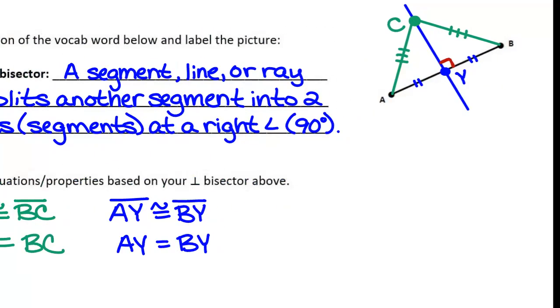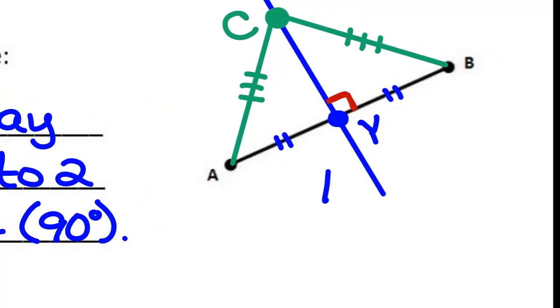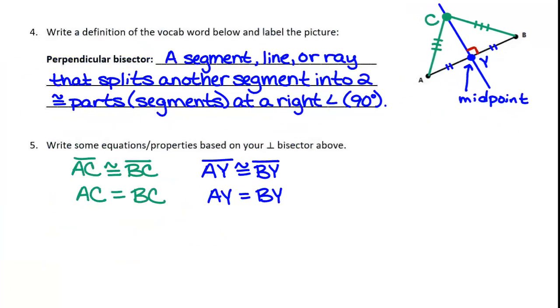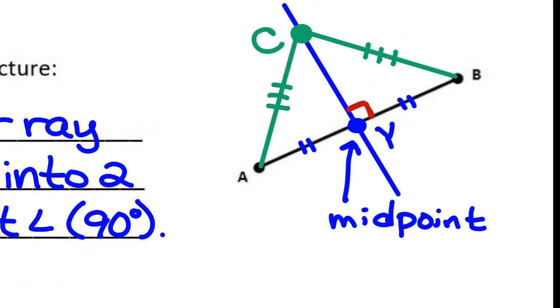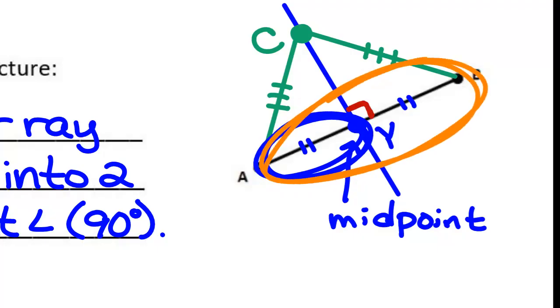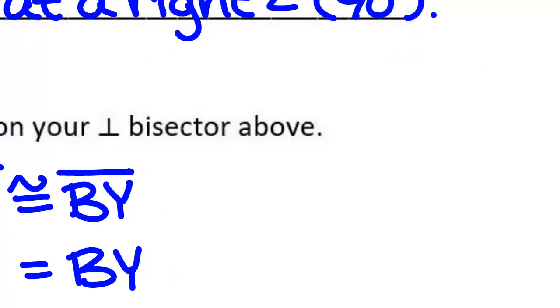What's the relationship between AY, where Y is my midpoint, and AB? What's the relationship between this segment and this segment? AY is half of AB.